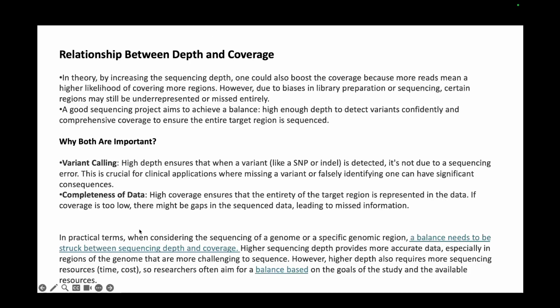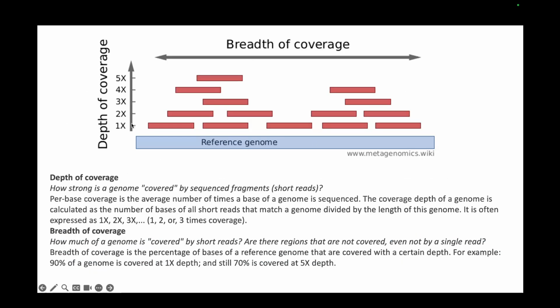So this is important in variant calling, because the higher depth and coverage you have, the better the algorithms will work, and also it helps you complete the data. High coverage ensures that the entirety of the target region is represented in the data. If the coverage is too low, there might be gaps in the sequencing data, which can lead to misinformation. So this is your depth of coverage.